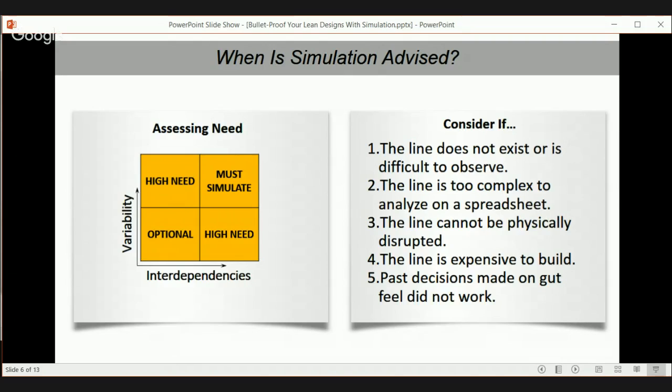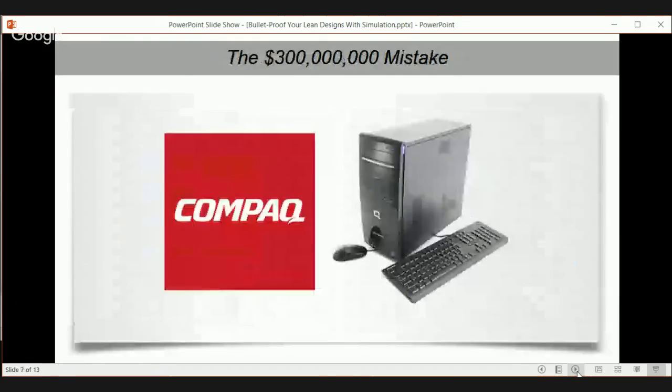If you're going to be spending a lot of money on this, it makes sense to take part of your budget and build a simulation model. Or you made past decisions based on gut feel, experience, etc., but they didn't work out, you got bit on that in the past. So these are all good reasons where you might want to consider this.